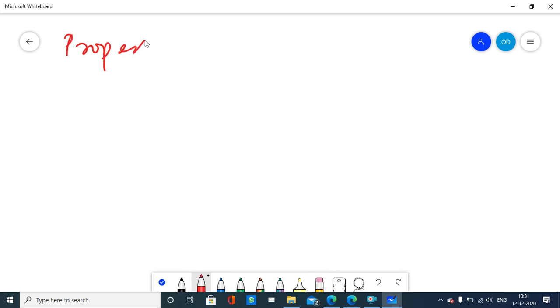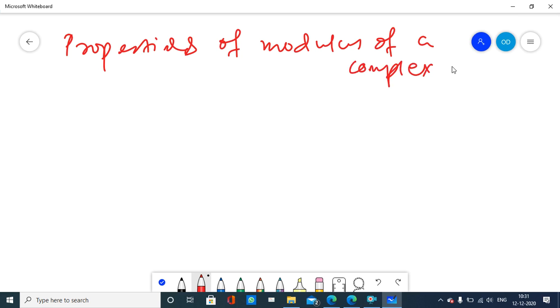Now let's talk about properties of the modulus of a complex number.